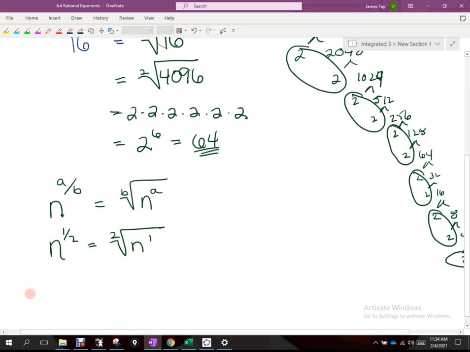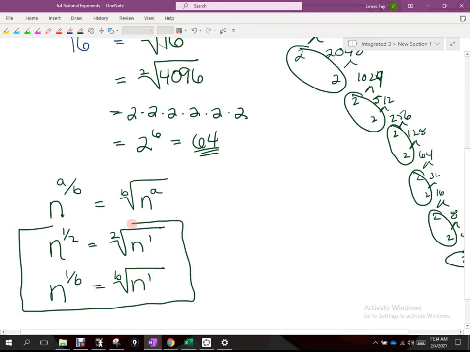Sometimes you'll see n raised to the 1/b is equal to the bth root of n to the first. But those two things are just special cases of that first rule that I gave you. In the one that says n to the 1/2, a would be 1 and b would be 2. And that bottom one is a special case where a would be 1 and b would be anything. Does that make sense?